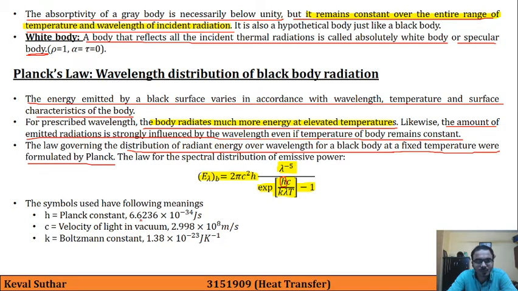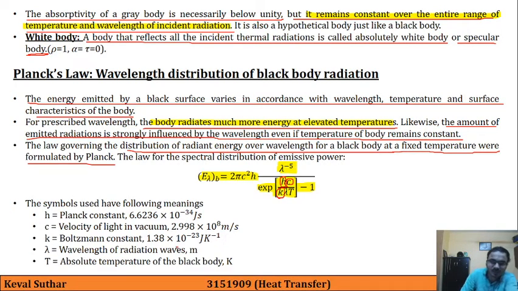Next is the Boltzmann constant, which is given by k, whose value is 1.38 into 10 raised to minus 23 joule Kelvin inverse. Lambda is the wavelength of radiation waves, given in meters. T is the absolute temperature of the black body in Kelvin. So you need to remember this formula, that is Planck's law. That is the energy emitted by a black body at a given wavelength.